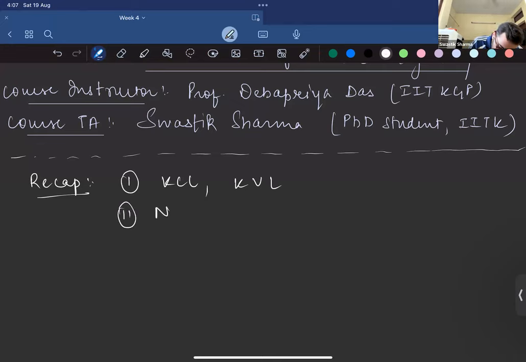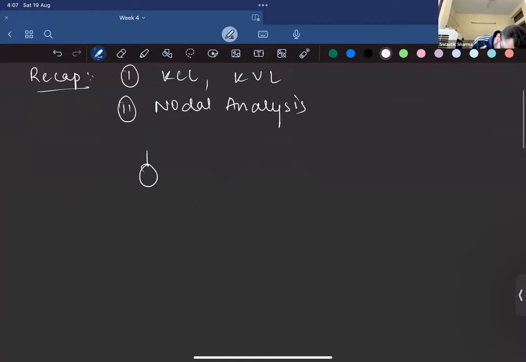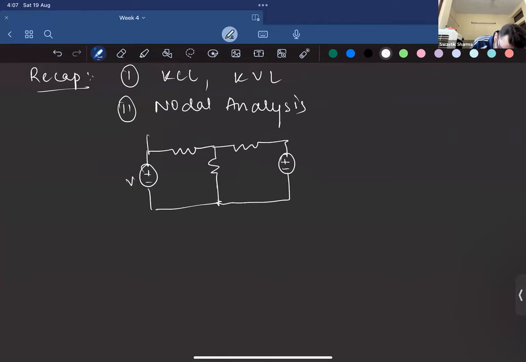And then we discussed nodal analysis. So in nodal analysis, for a circuit, let's draw a circuit. To all the nodes of this circuit, we first create a datum node, which is a reference node, and to all the nodes of the circuit we assign a sample voltage, and then we apply KCL to all the nodes, and we solve the corresponding simultaneous equations.